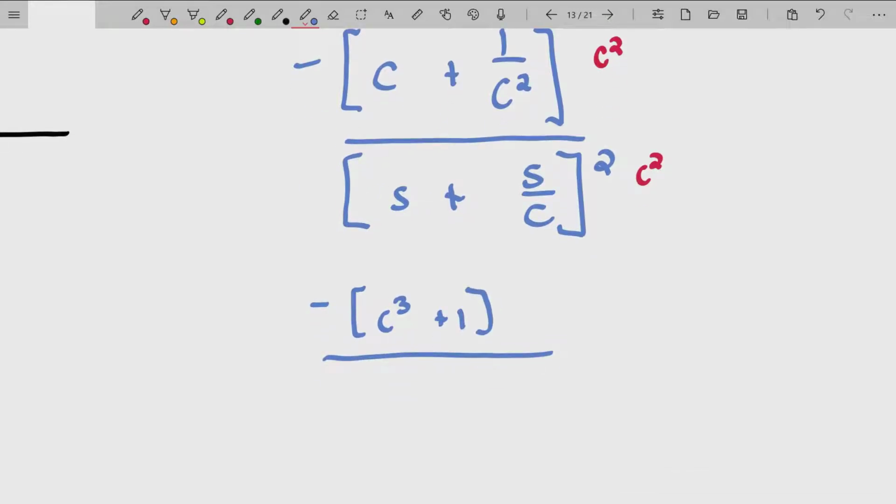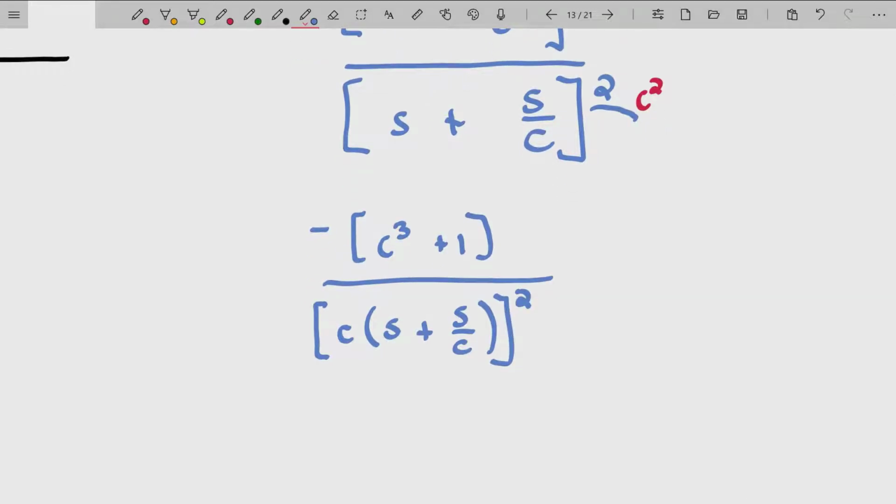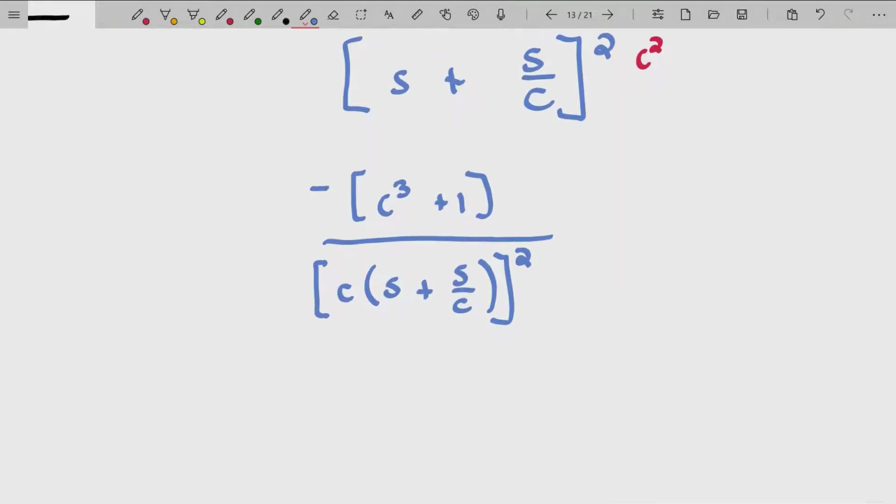And downstairs, actually, I just want to write this out kind of slowly. I can bring this cosine into that binomial there and write it like this. Right? Because that's the same thing. It's sine plus sine over cosine being squared times a cosine being squared. And so what I could do now is distribute that cosine through, and you would get a negative cosine cubed plus 1 upstairs. And downstairs, you would have a cosine sine plus sine, all being squared.